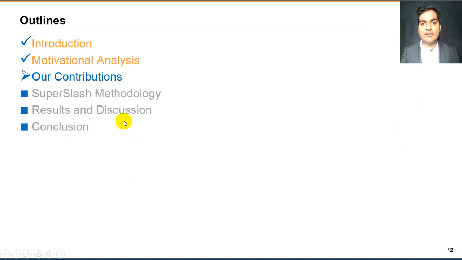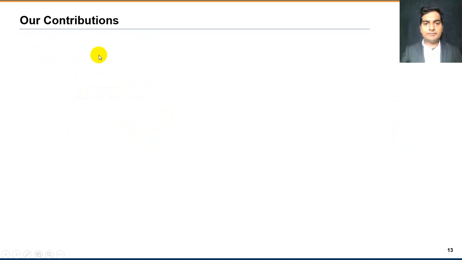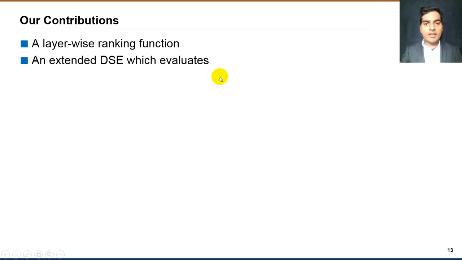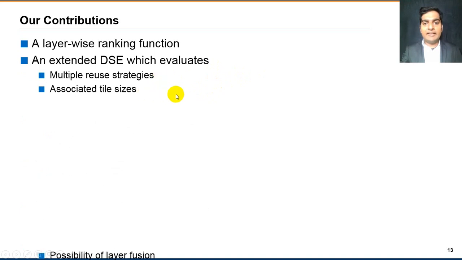Now let's see what novel contributions we have. In this paper, we present SuperSlash, a unified co-exploration methodology that employs a layer-wise ranking function to rank the pruning suitability of each layer by considering its off-chip memory access volume overhead, which is estimated via an in-tandem DSE. In particular, the DSE evaluates multiple data reuse strategies for each layer and associated tile sizes, and the possibility to apply layer fusion across any two consecutive layers.